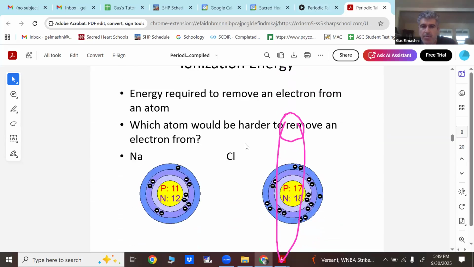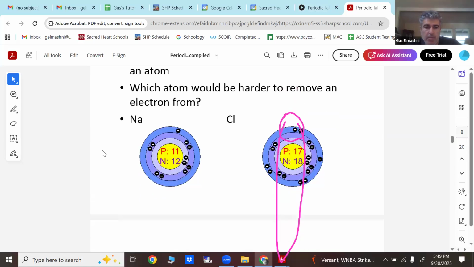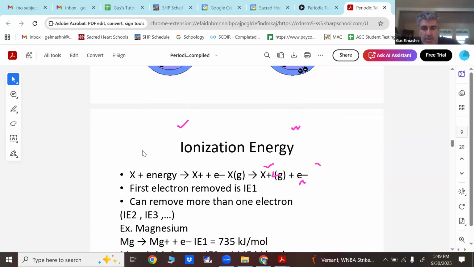So now we talk about ionization energy, the energy required to remove one electron from an atom, which would be hard to remove. It's definitely hard to remove for chlorine because chlorine doesn't want to let go. Because in the outermost level, see, it has like six electrons. One, two, three, four, five, six, seven. So it only has one. So which one's harder? The Cl is definitely harder.